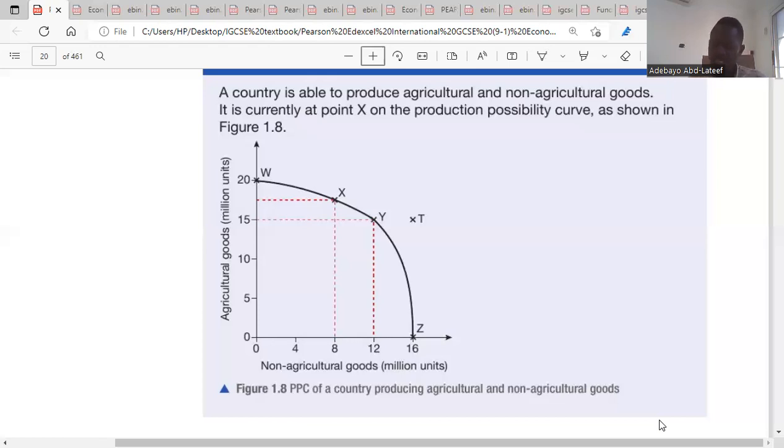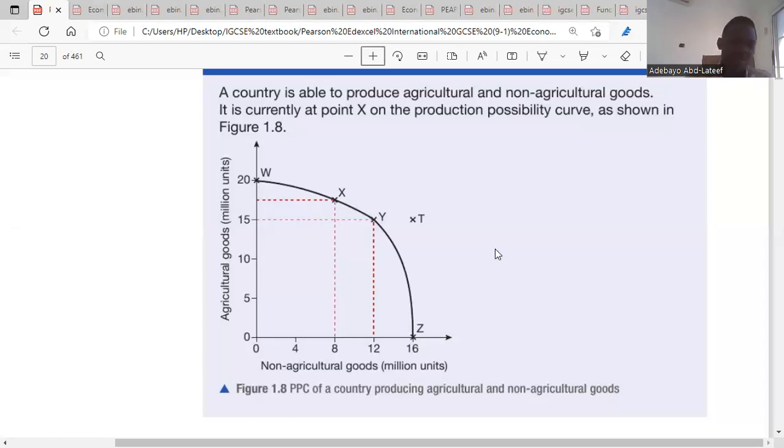The country has increased the capacity of non-agricultural goods from 8 million to 12 million, based on what we are seeing on the graph. That means the country has made the choice of increasing non-agricultural goods. At the same time, it had to make a choice of reducing agricultural goods. So the country has reduced agricultural goods by 2.5 million because it has moved from X to Y, from 17.5 million to 15 million, based on what we have on the graph. So the sacrifice made is the 2.5 million agricultural goods that will not be produced. So the opportunity cost is the 2.5 million agricultural goods.